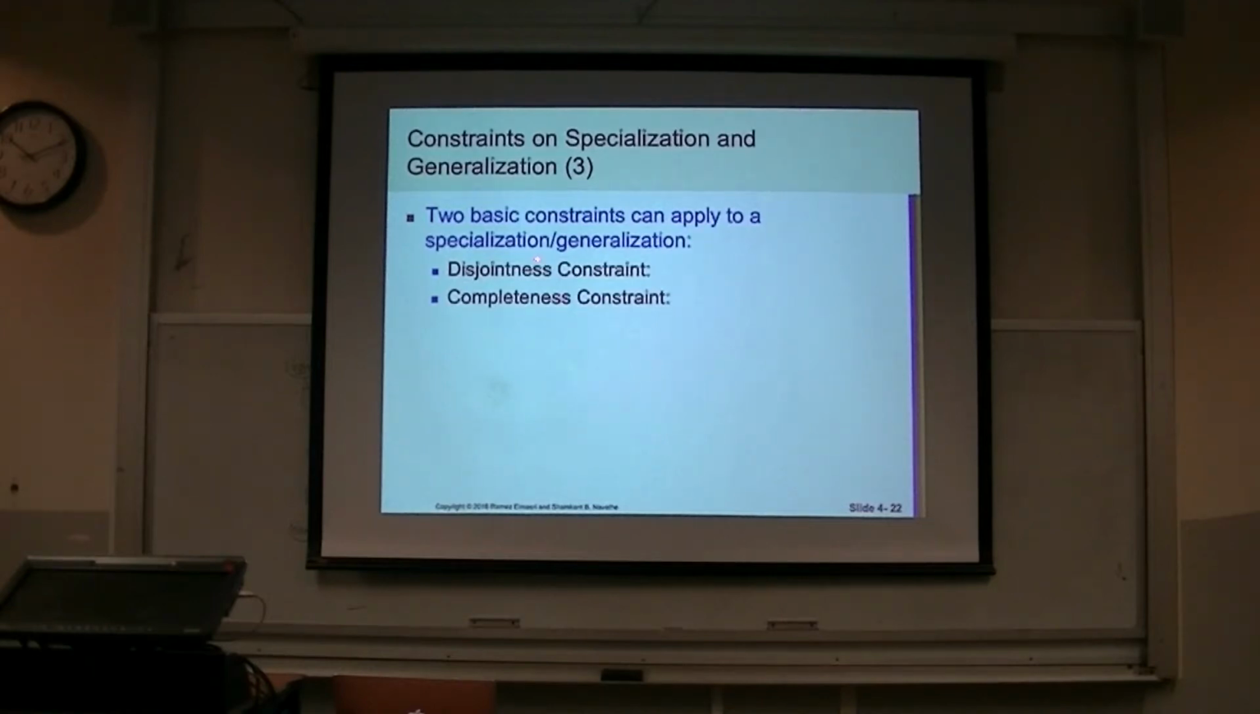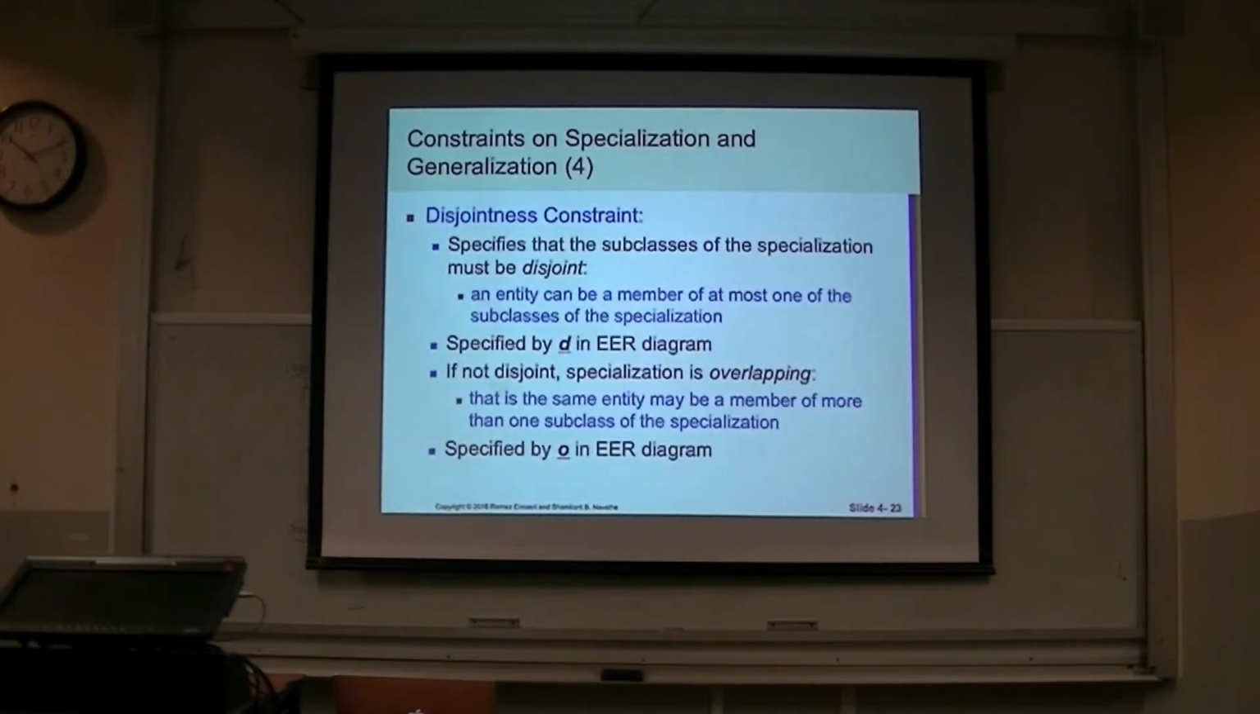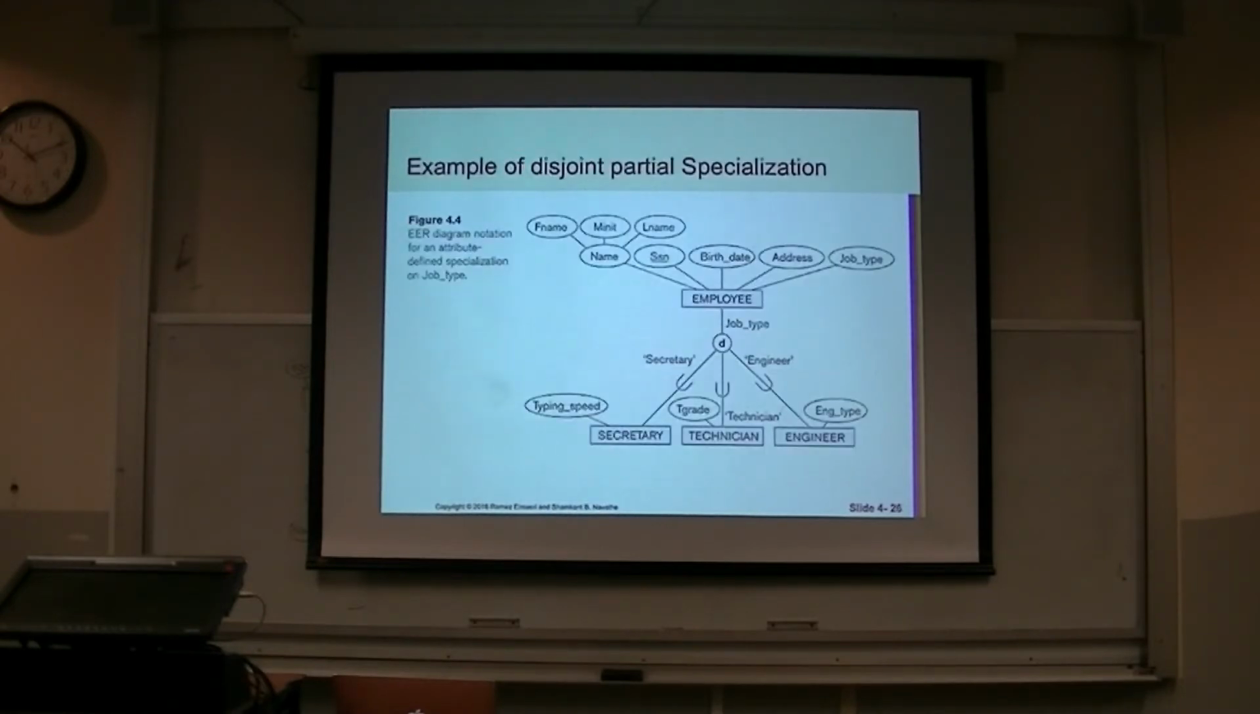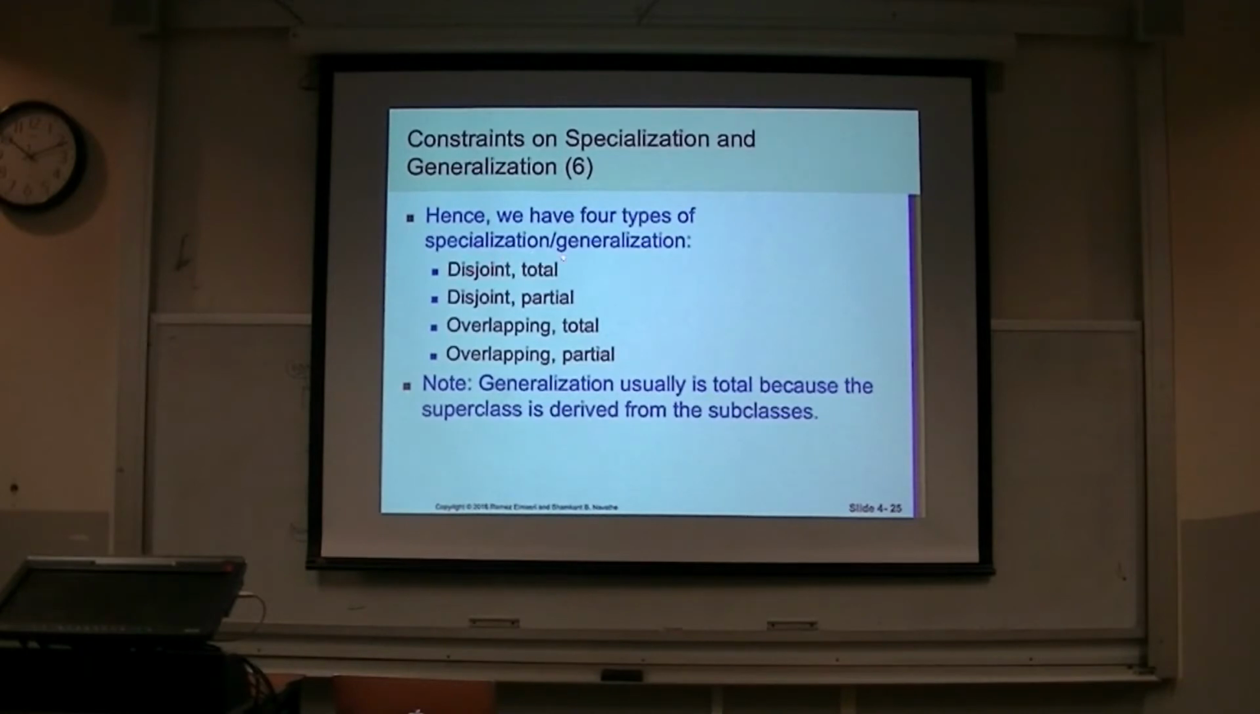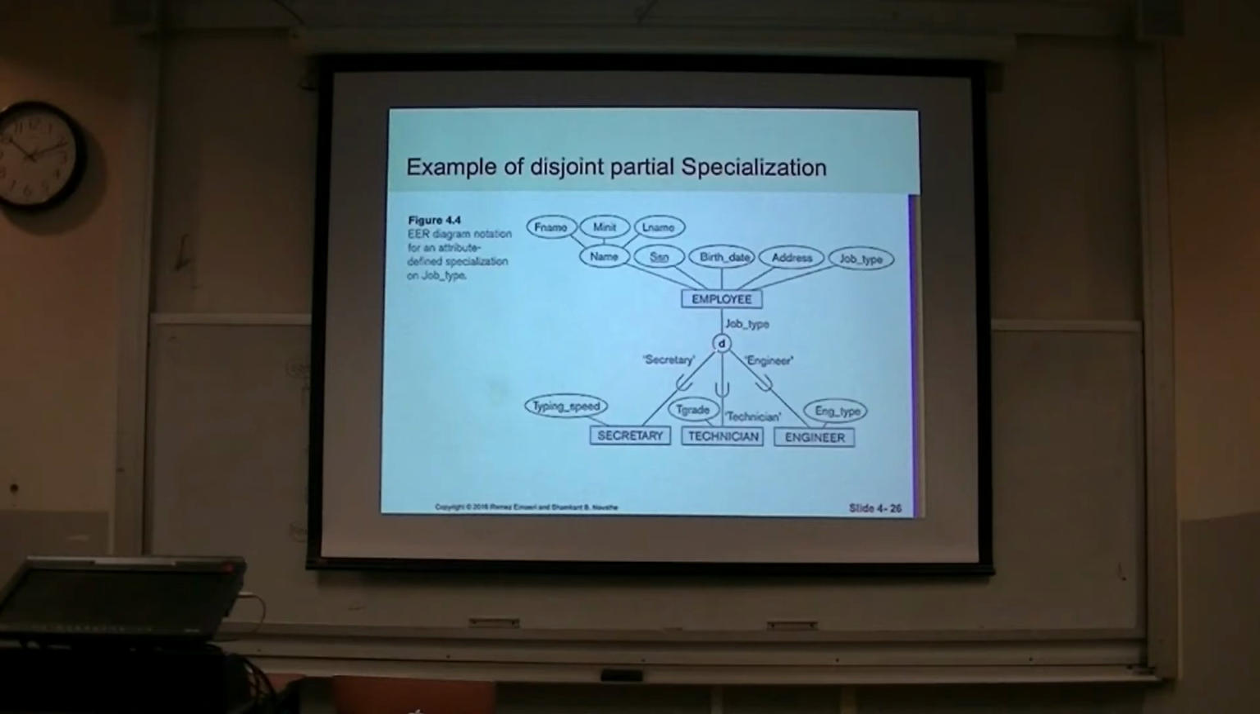One is the disjoint, overlap or disjoint. The second is completeness, mandatory or optional. So there are 4 different cases like this. Disjoint, total. Total means the mandatory. Disjoint, partial. Partial means optional. Overlapping, total. Overlapping, partial. For example, this one is represent D.